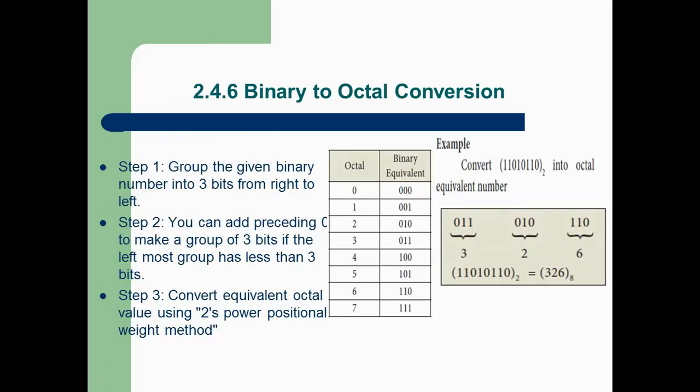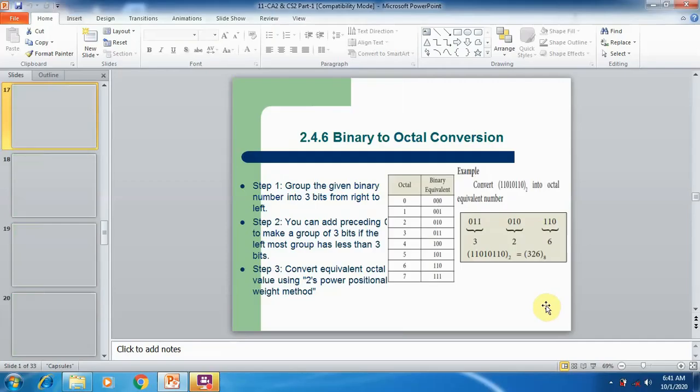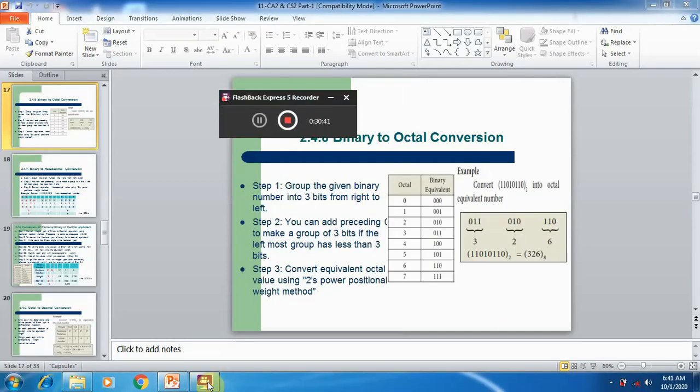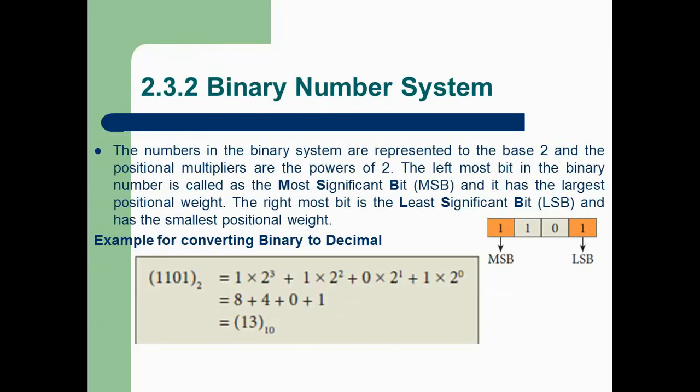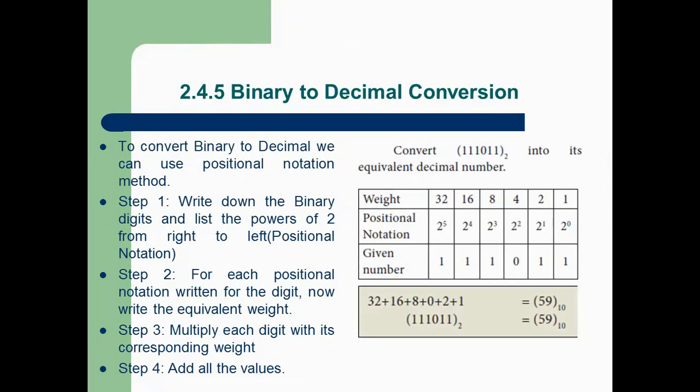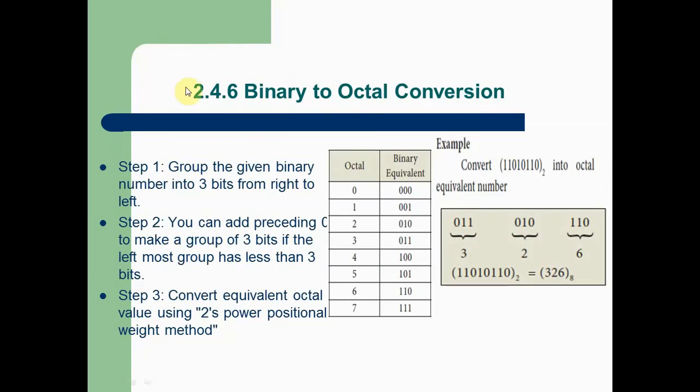Now we are going to see how to convert any binary number into octal. The first step for converting a binary number into octal is step number 1: group the given binary number into 3 bits, from the right to left direction.